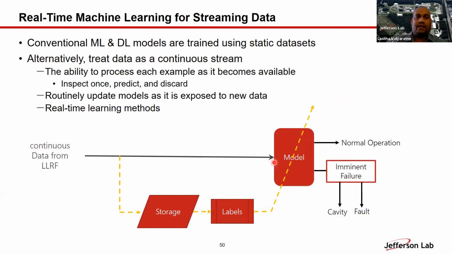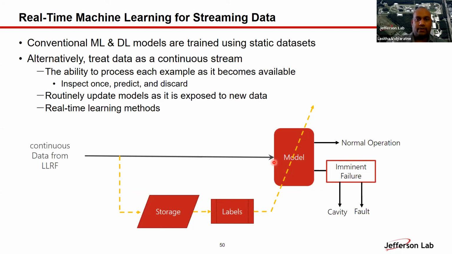So with that feasibility study, we went ahead and started planning for our real-time machine learning models for streaming data. Now, conventional machine learning and deep learning models are trained using static data sets and applied to static data. Alternatively, for real-time machine learning, we would want to treat data as a continuous stream. And then with that, the models need to have the ability to process each example as it becomes available in an inspect once, predict, and discard manner. And we would also want to routinely update the models as they are exposed to new data.